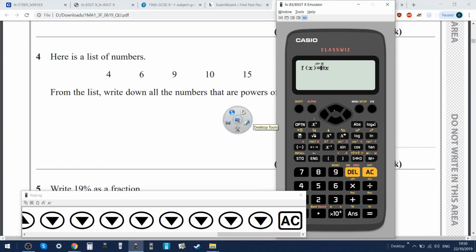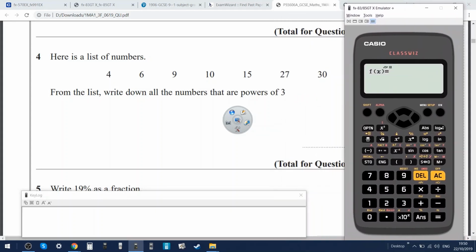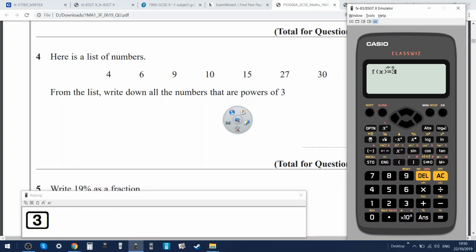Instead of this time as 8 times x, we blank it. Press AC to blank it. And we do powers of 3. That means 3 to the power of something. The mystery number is x. 3 to the power of alpha, right bracket, 3 to the power of x. Press equals. We only need 1 times table.